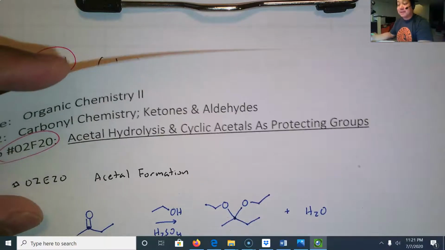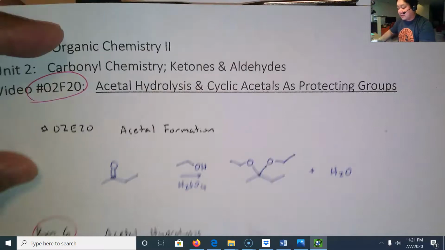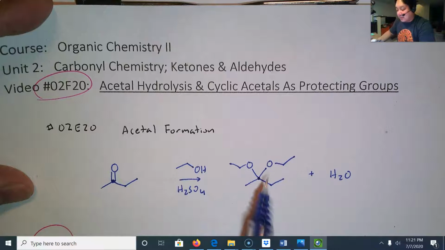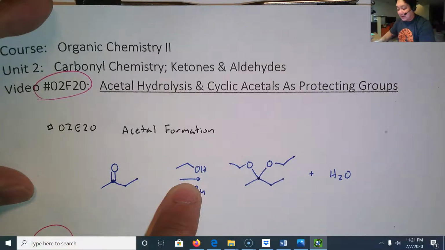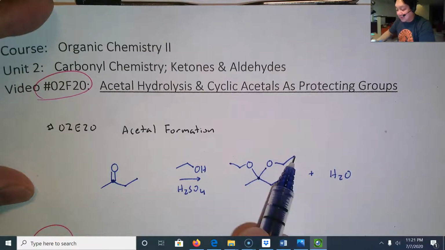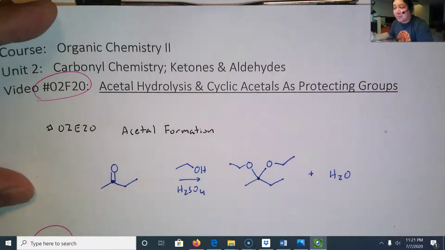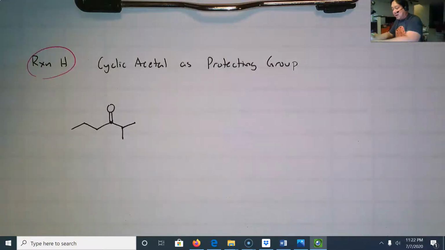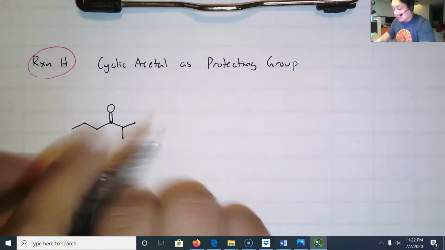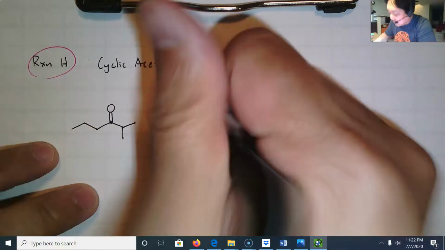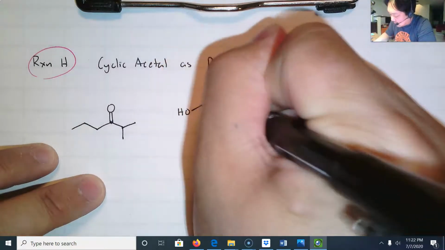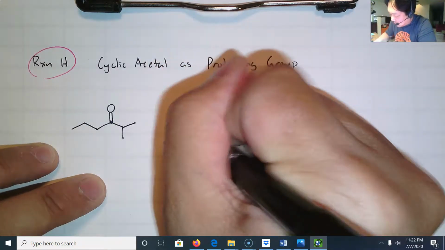But how do we get it to be cyclic? Well, imagine if these 2 oxygens were connected even before you added it to the carbonyl group. So imagine if this carbon was connected to this carbon. What would that molecule look like? Well, a very popular way to protect or to make a cyclic acetal is to use this molecule here. Why is that going to work?